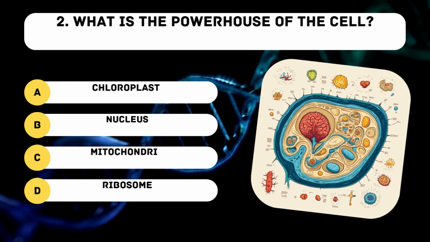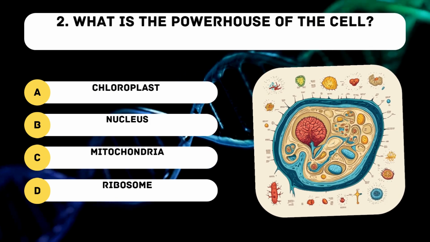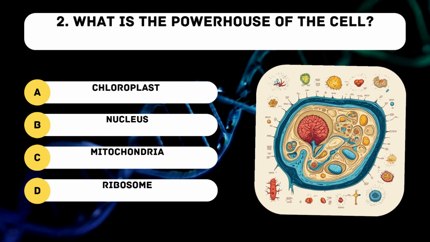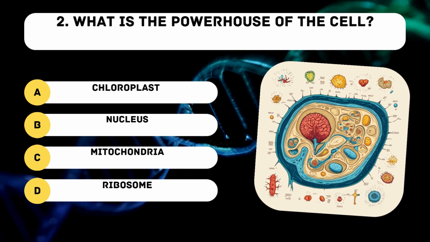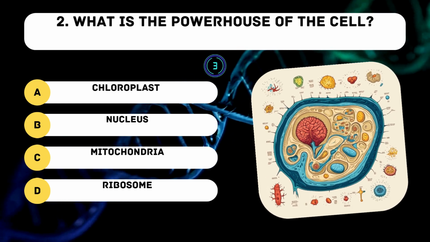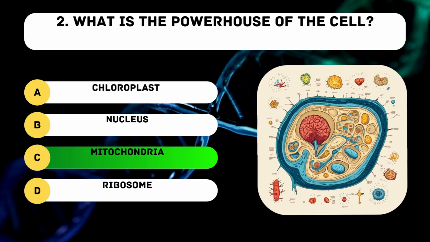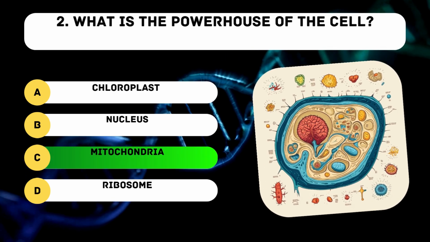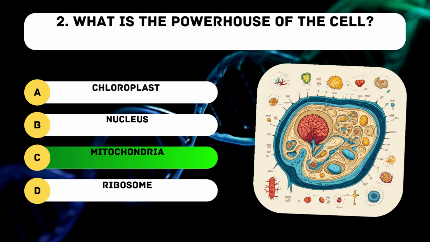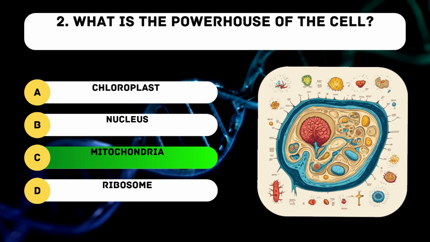2. What is the powerhouse of the cell? A, chloroplast, B, nucleus, C, mitochondria, or D, ribosome? The answer is C, mitochondria. Mitochondria produce energy in the form of ATP, essential for cellular functions.